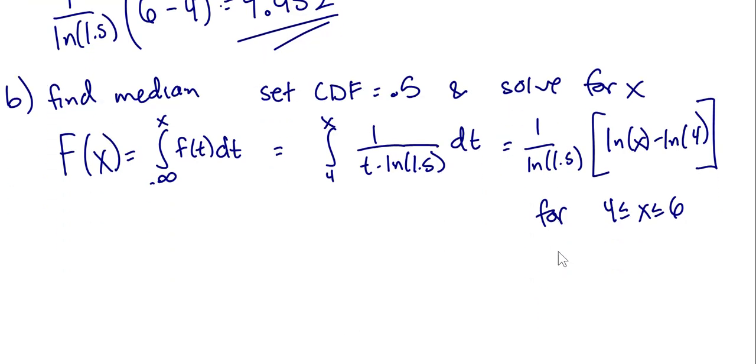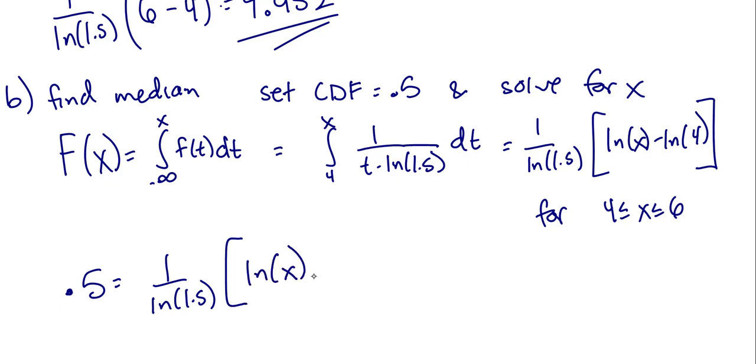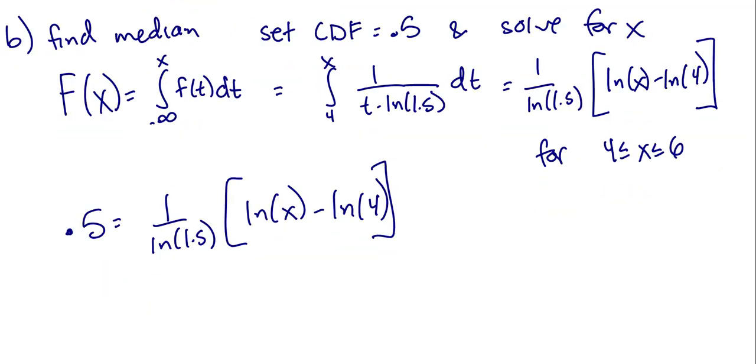Now we have to set that equal to 0.5 and solve. So we'll say 0.5 equals 1 over natural log of 1.5 times the natural log of x minus the natural log of 4. At this point, I would suggest doing it in your calculator, but I will go ahead and do it for you by hand if you want. First thing I would do is multiply both sides by the natural log of 1.5. So natural log of 1.5 times 0.5 equals the natural log of x minus natural log of 4.